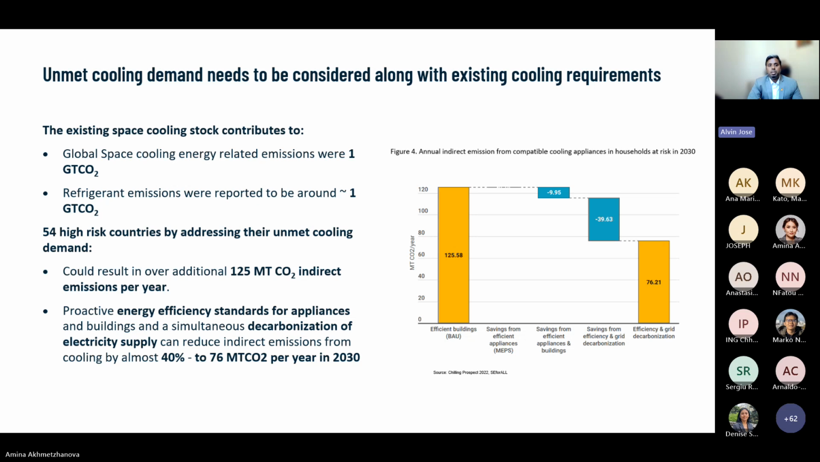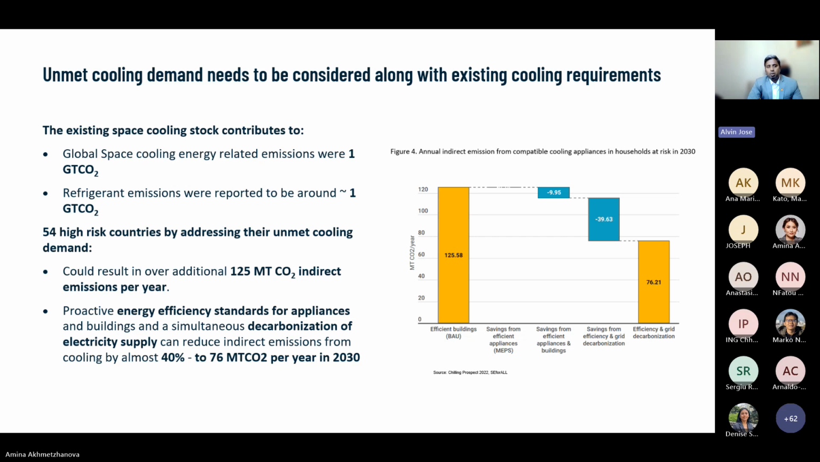As I mentioned, unmet cooling demand needs to be considered along with the existing cooling requirements. The existing cooling stock, or at least the space cooling stock, accounts for around 1 gigaton of CO2. And the refrigerant emissions are roughly 1 to 1.5 gigatons. A few reports say around 4 gigatons of CO2. But this is only looking at the current stock and current demand.